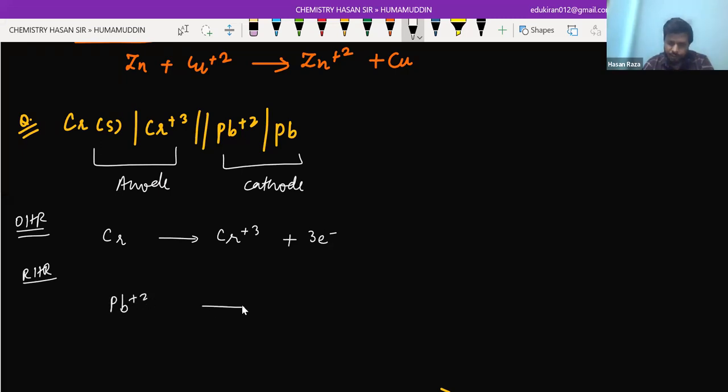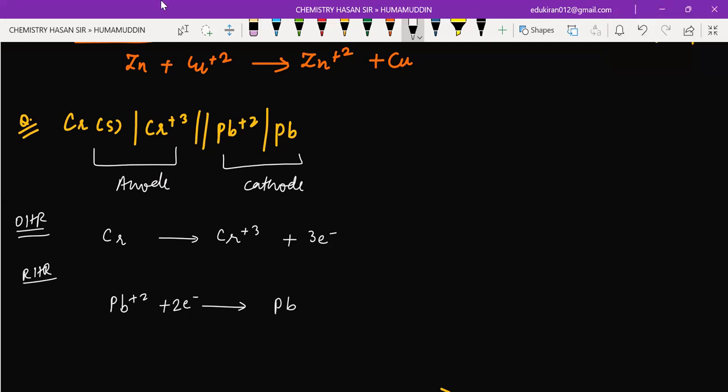Now, for the reduction half reaction, Pb2+ is converting itself into Pb. That means 0, neutral. How will it go to neutral? It will gain 2 electrons. Yes or no? Yes, sir.